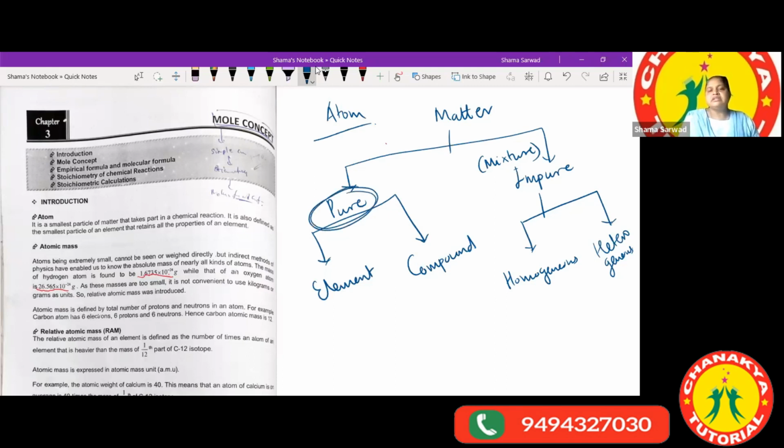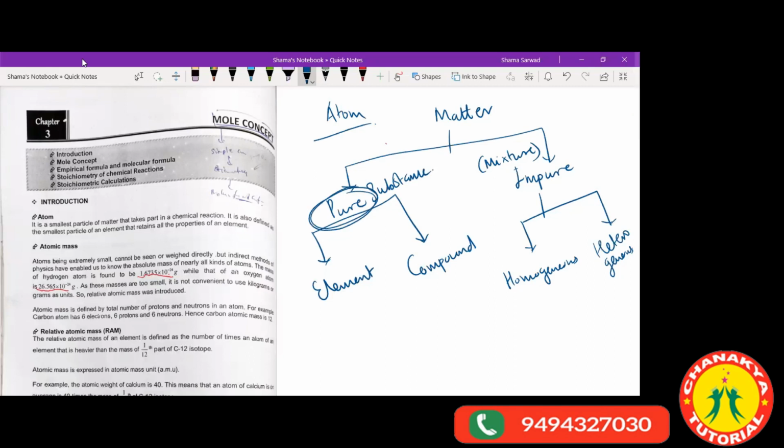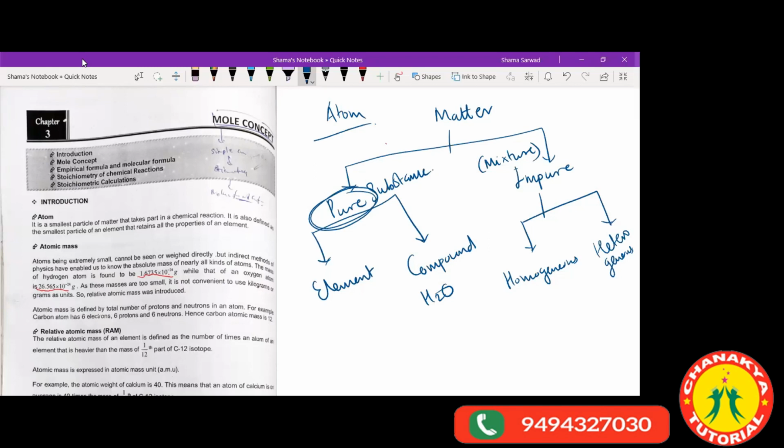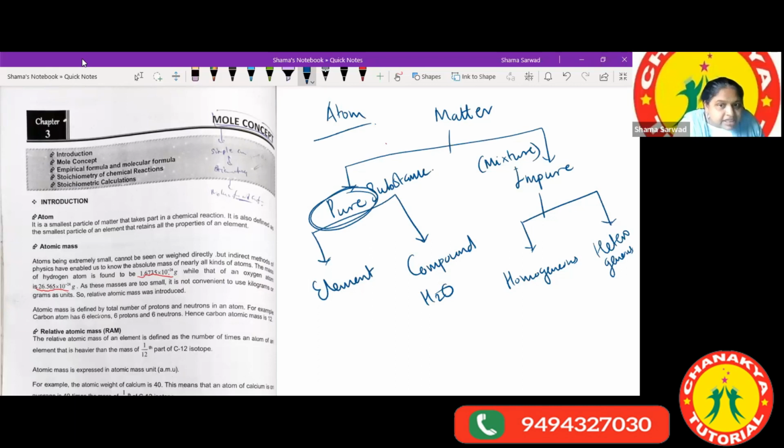Now, what is a pure substance? Can you give me an example of a pure substance? Come on, tell me an example. Water, H2O. It will come under compound. Okay. Any element, can you tell? Platinum. Okay. Fine. Carbon will also come under it. Oxygen also, right? Because it is an element.